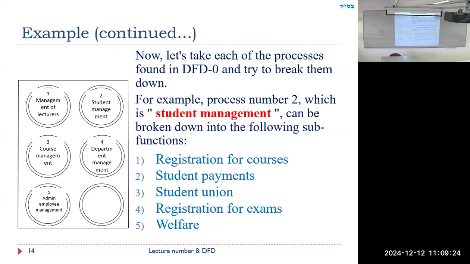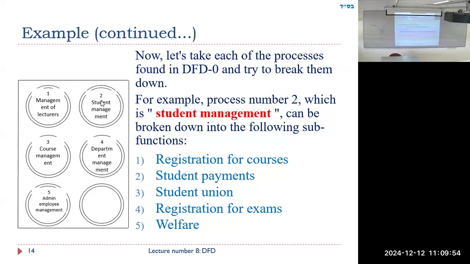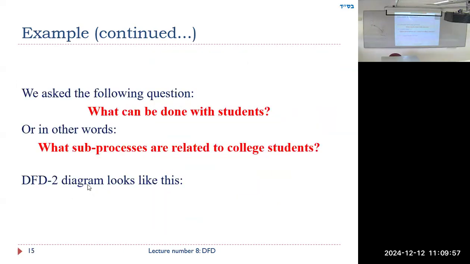Now, let's say for student management, which is 2, we want to explain what goes on in student management. For example, there's registration for courses, student payments, joining the student union, registration for exams, welfare, whether we get some kind of welfare. All those things happen within 2, and that's what makes it complex. In other words, we have to ask the question, what can be done with these students? Those are all things that can be done in student management. What sub-processes are related there?